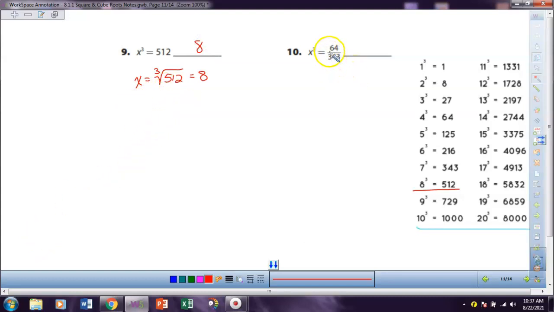On this one, the cube root of 64 is 4. So if I do cube root, and the cube root of 343 is 7. So my solution would be 4/7.